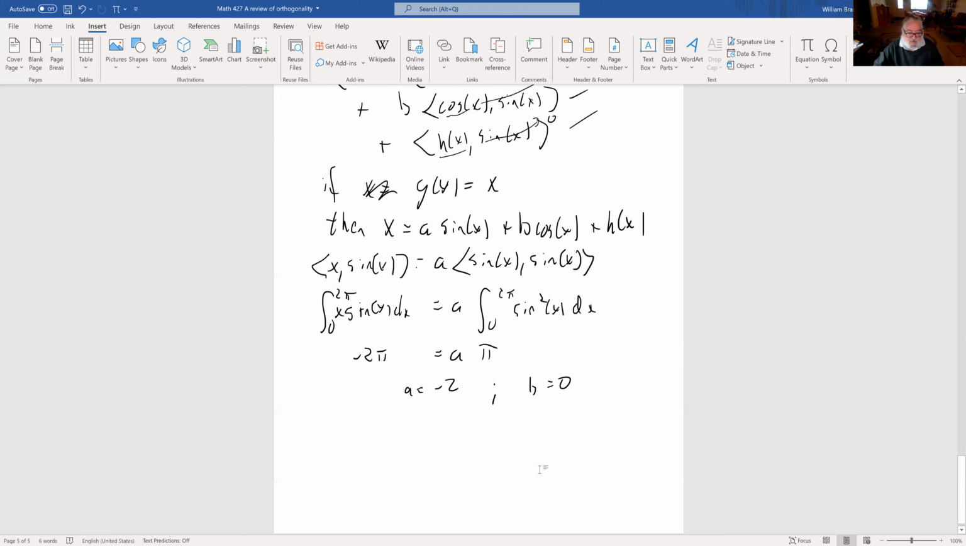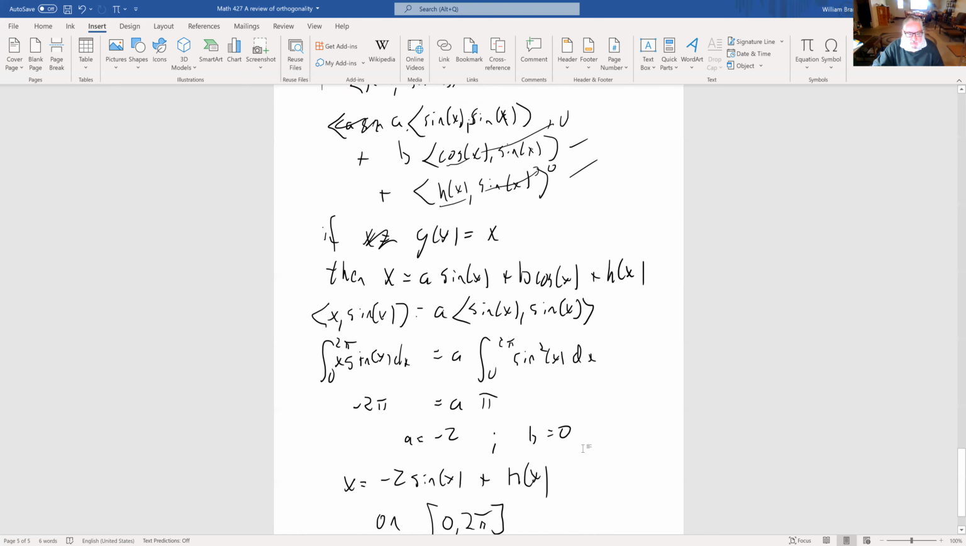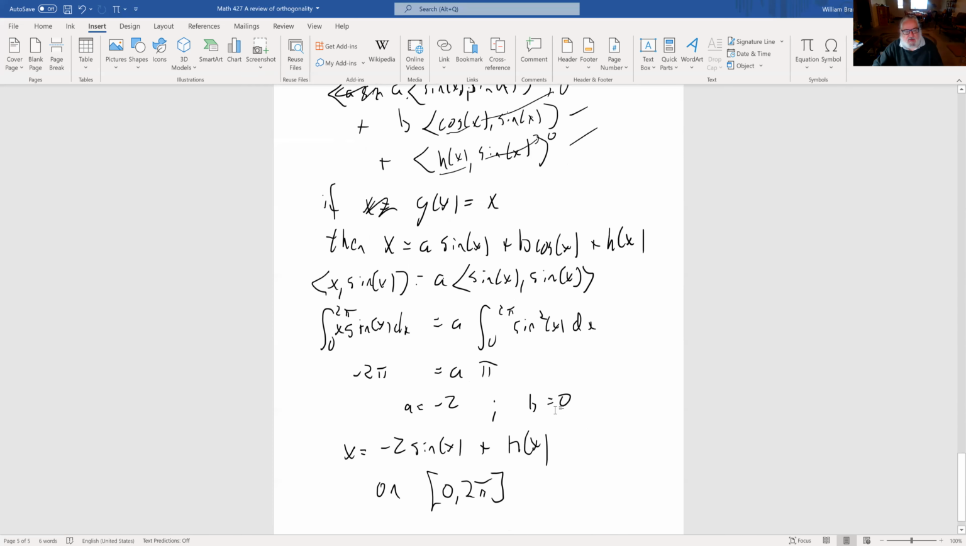And so you can get that x is equal to minus 2 sine x plus some other function on the interval from 0 to 2 pi, and h of x is perpendicular to sine x. And if you had more functions, you could expand it that way. This kind of calculation shows up a lot in dealing with ODEs, and so we just wanted to separate that out and make it its own thing.